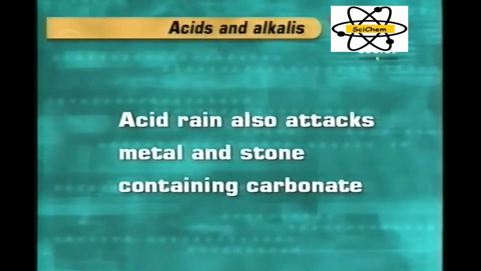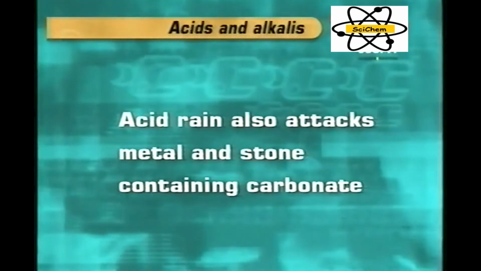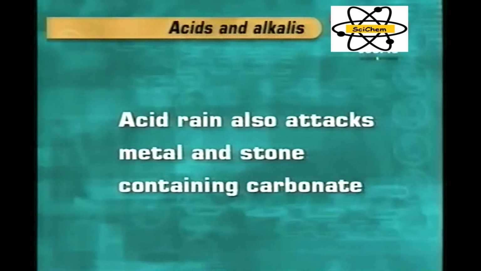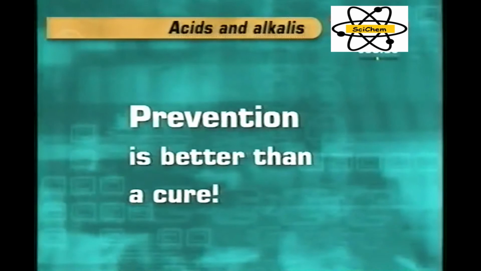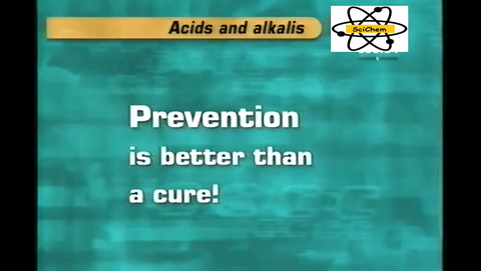But it's not just wildlife that's affected. Acid rain also attacks metal structures like the Forth Rail Bridge and buildings and statues made from stone containing carbonate. Rather than treat buildings and other structures to withstand the effects of acid rain, it's better to actually prevent the emission of the gases which cause it.